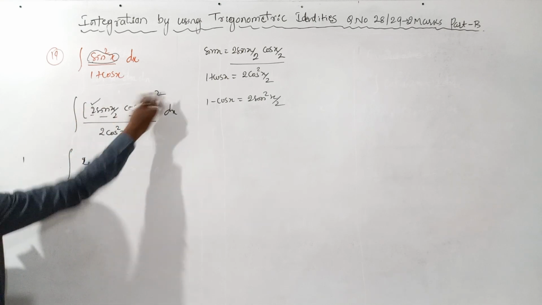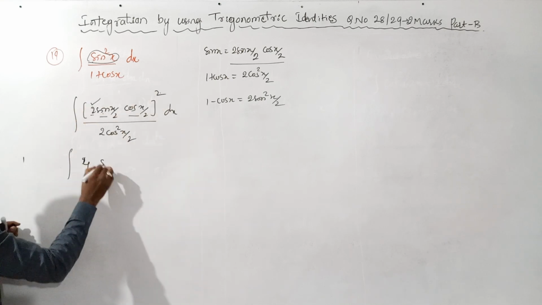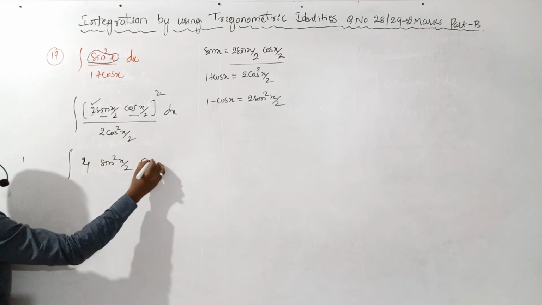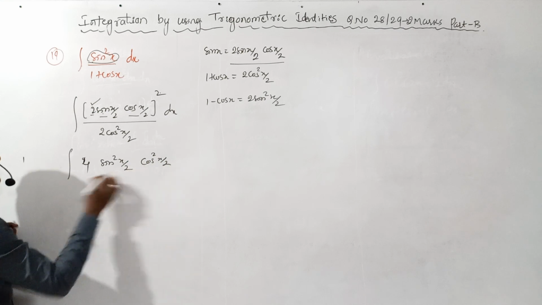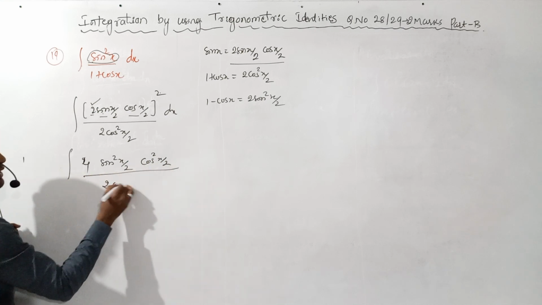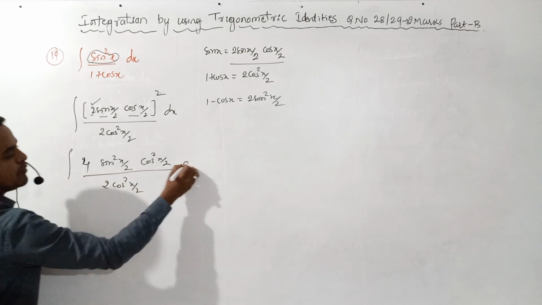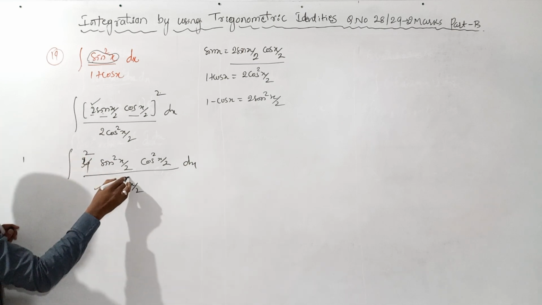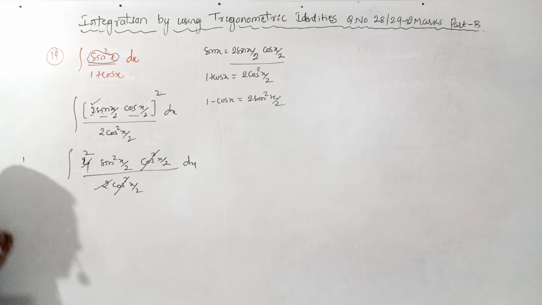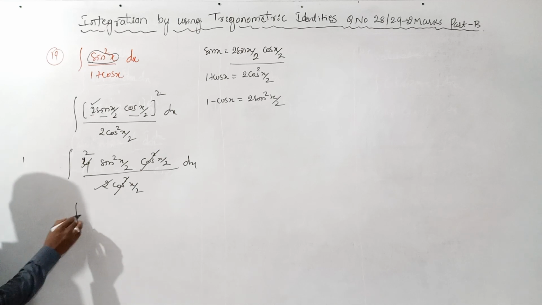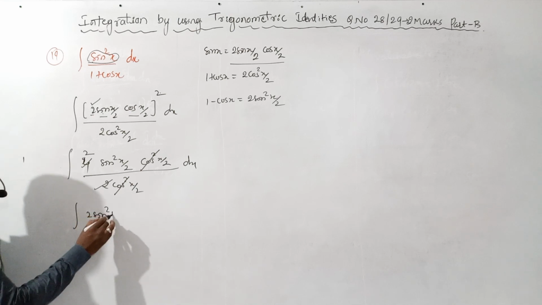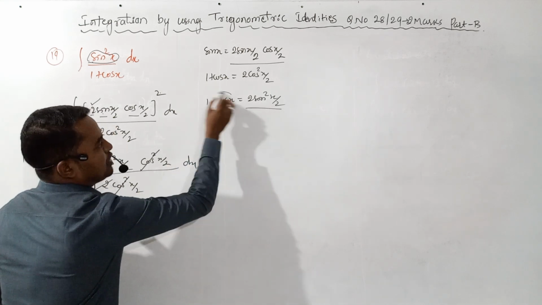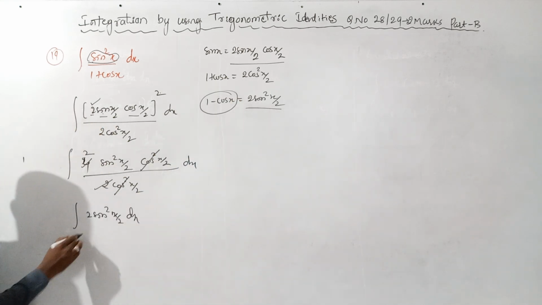The square of 2 is what? 4. Sin square x by 2 cos square x by 2, divided by 2 cos square x by 2, dx. These 2 twos cancel. Yes, cos square x by 2 and cos square x by 2 cancel. Then what is remaining? 2 sin square x by 2 dx. 2 sin square x by 2 is what? 1 minus cos x.